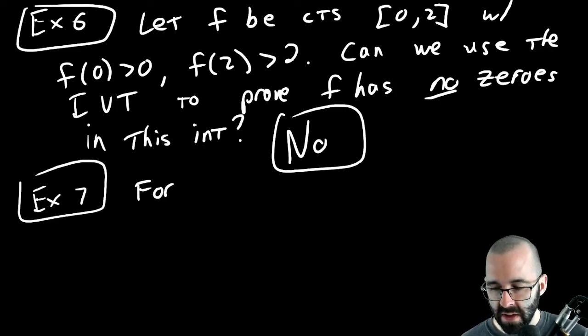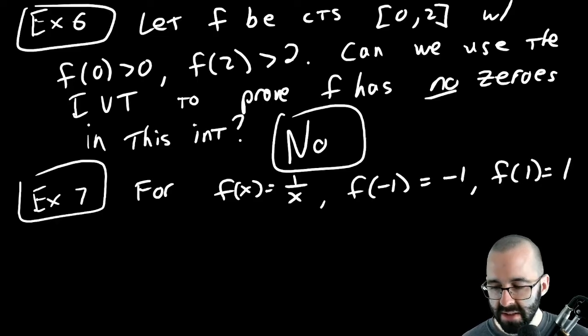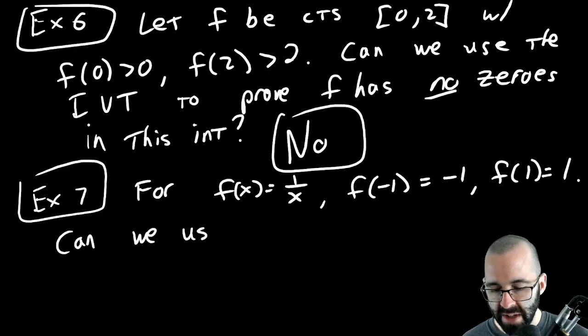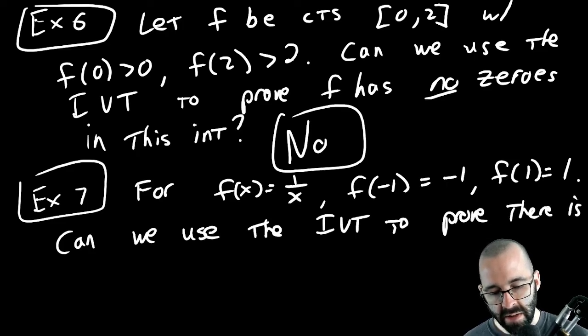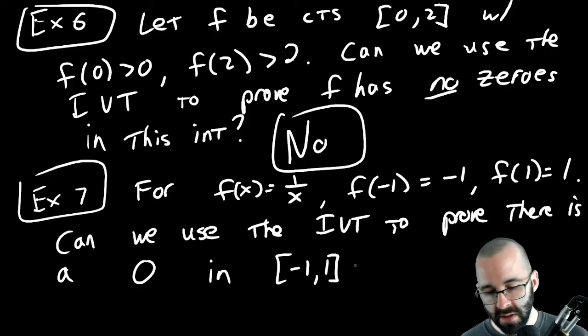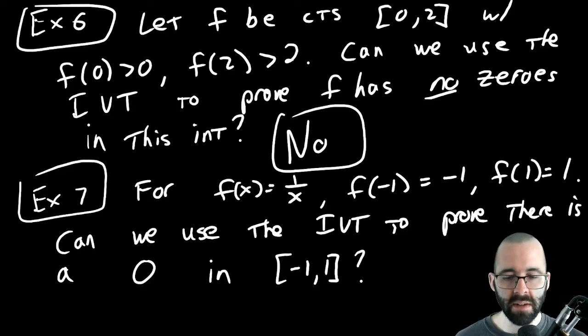Example 7. If f of x is the reciprocal function, and you can calculate that f of -1 is -1, you can also calculate that f of +1 is equal to +1. Can we use IVT, intermediate value theorem, to prove there is a zero in this closed interval? Well, the IVT does give proof of zeros. Let's walk through the steps and make sure we have them all.